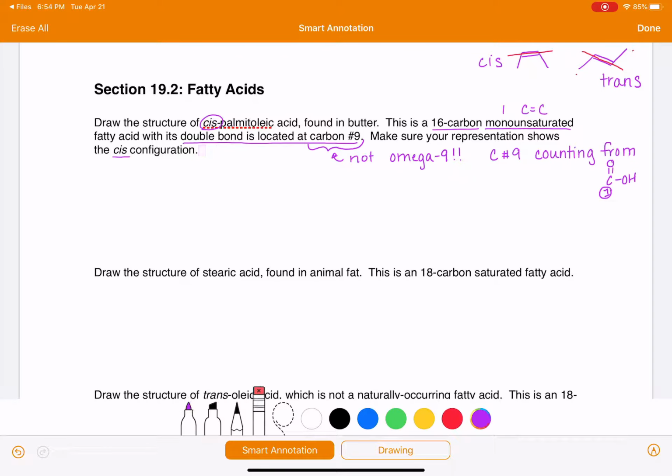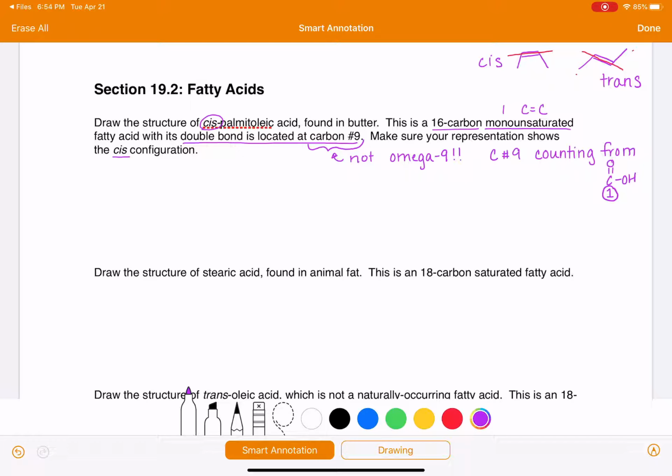That's a really funny looking 1 that I just drew. So you've got to be really versatile with that, and you've got to pay attention. If they're saying omega, then you count from the end, and if they don't say omega, never ever assume they mean omega. They do not mean it if they don't say it.